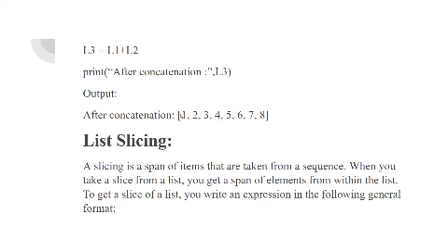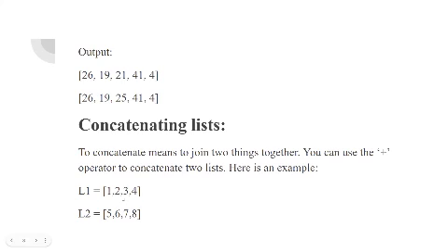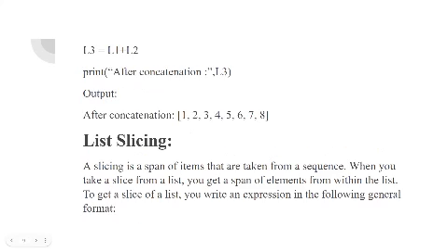Output will be after concatenation 1, 2, 3, 4, 5, 6, 7, 8. Previously, we had L1 = [1, 2, 3, 4] and L2 containing 5, 6, 7, 8. After concatenation, L3 will be 1, 2, 3, 4, 5, 6, 7, 8. This is how concatenation happens in Python.